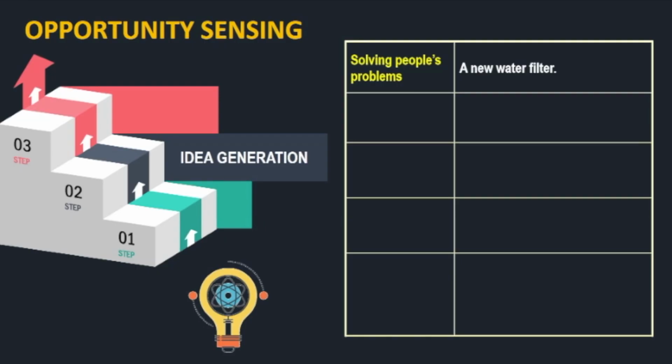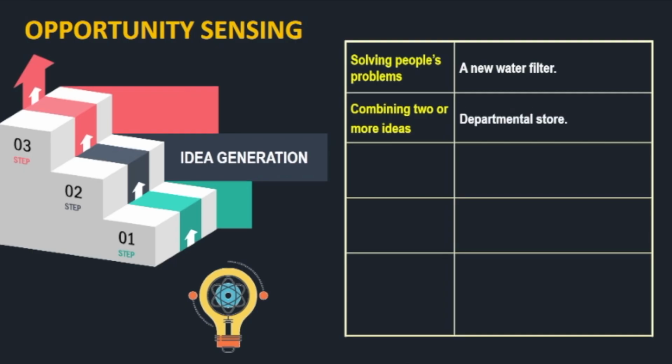Second is combining two or more ideas. Sometimes we have different ideas. By combining them, you can have a new product or something new. For example, selling different items in one shop presents the new idea of a departmental store. A little long time back, we did not have any departmental stores. We used to have separate shops, but then somebody thought of combining the things and putting them under one roof. It became a departmental store.